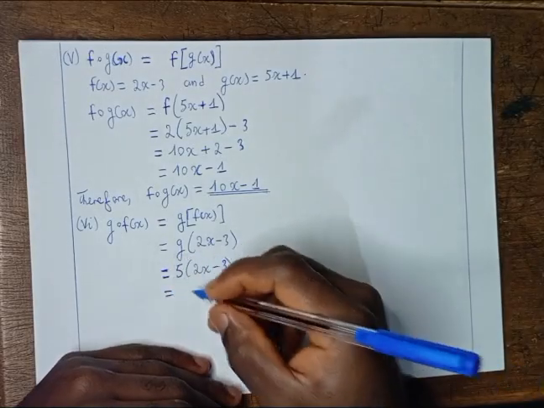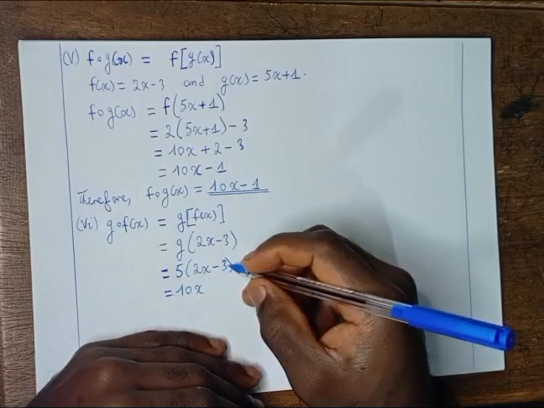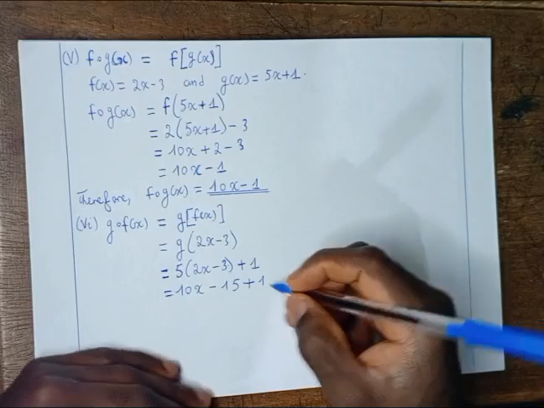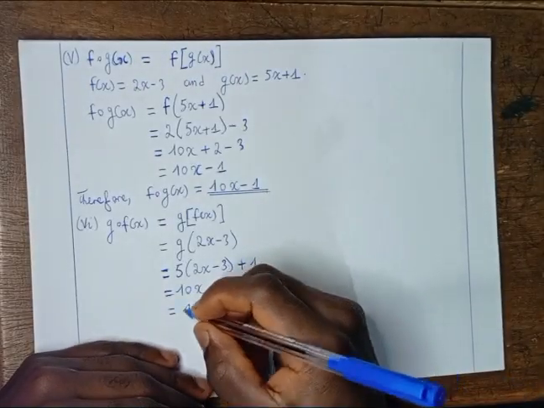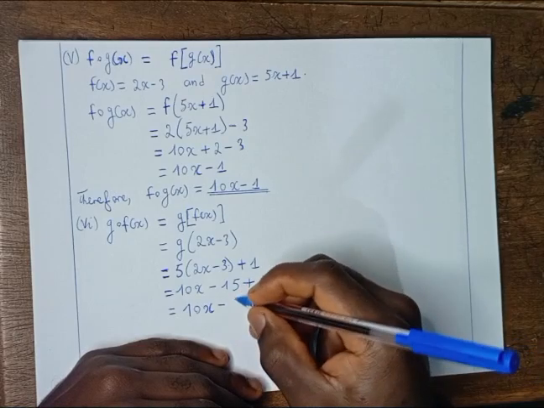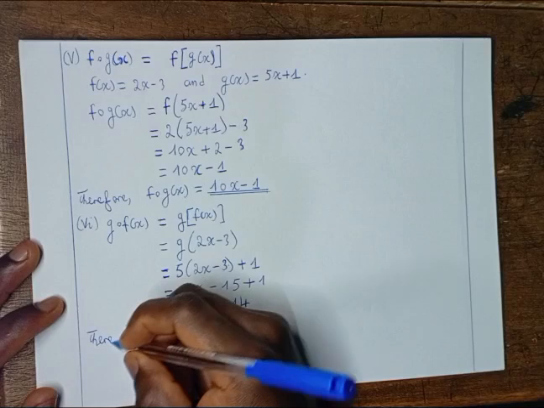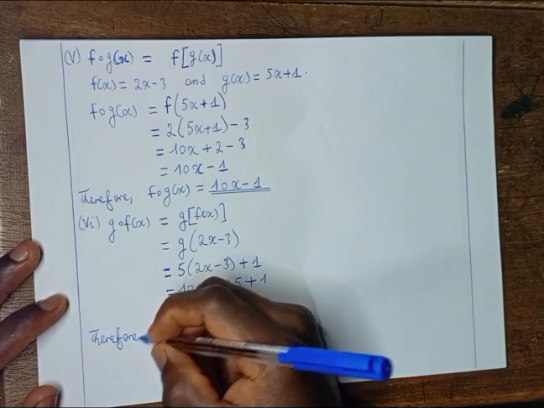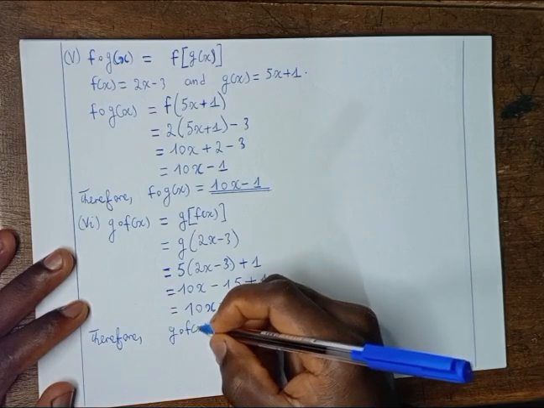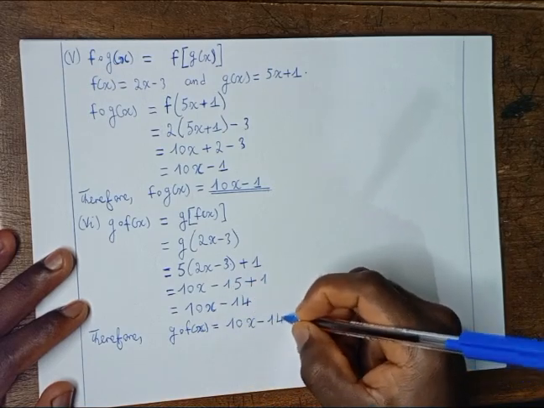Next, we have to expand this bracket. This will give us 5 times 2x, which is 10x, and 5 times negative 3 gives us negative 15, plus 1. This is simply equal to 10x, and negative 15 plus 1 gives us negative 14. Therefore, g of f of x is simply equal to 10x minus 14.